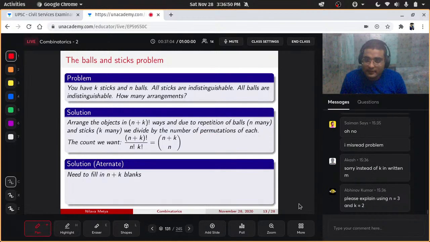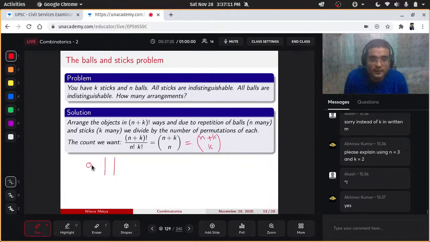Someone is asking me to explain using n equal to 2 and k equal to, let's see, it will be pretty big. So can I explain using n equal to 1 and k equal to 2? I have one ball and two sticks. These sticks are the same, this ball is the same. So how many arrangements can I have? This is one arrangement. This is one arrangement, and this is another arrangement.